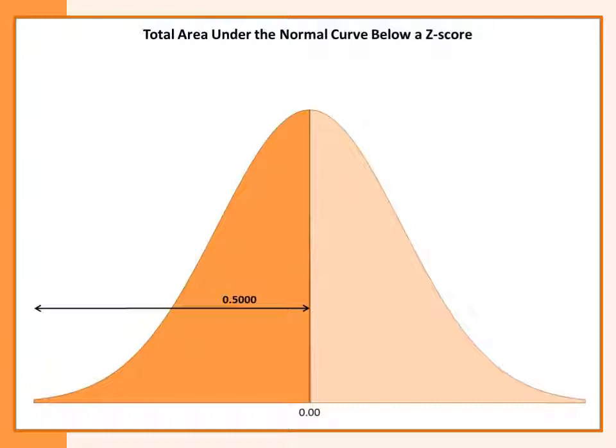And of course, the entire area to the left, or 0.5000, half of the curve, falls below a z-score of 0.00, which is the mean for a distribution. So the total area under the curve below a z-score of 0.00 is 0.5000, half of the curve.